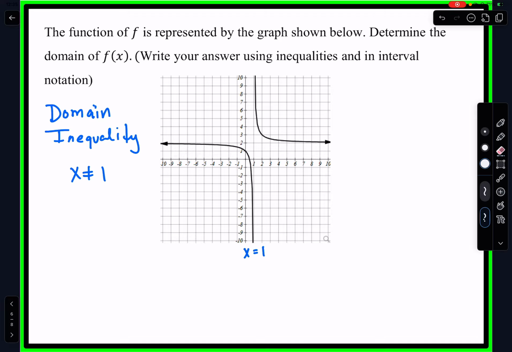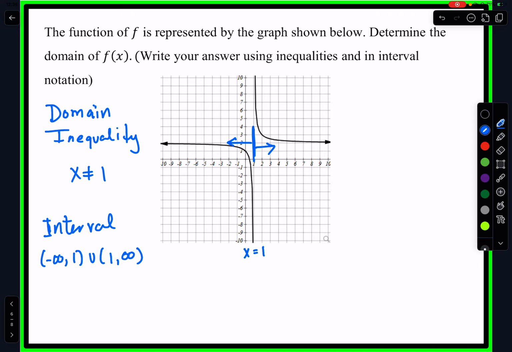Now, to represent this concept in interval notation, we're going to simply state that x could be anything to the right of this vertical line. Notice that the graph exists to the left of this vertical line, and also to the right of this vertical line. So that would be all of the x values from negative infinity to 1, or all of the values from 1 all the way to positive infinity.